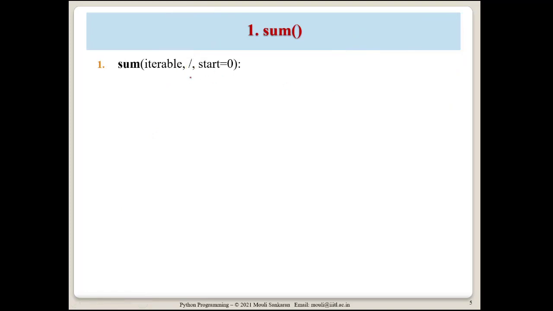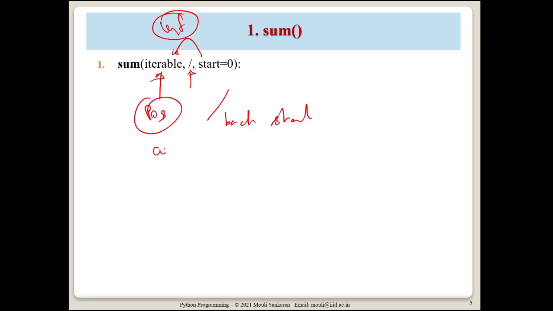And then what is this? This is an indicator, a backslash, saying that all the parameters to its left are positional arguments. So you need to have a positional argument only. Keyword arguments are not allowed. And then what is this? This is a keyword argument with the default value 0. The name is start. So after this, you can have one parameter. That's only one. But if you don't give it, it will be assumed to be 0, or you can give it, of course.